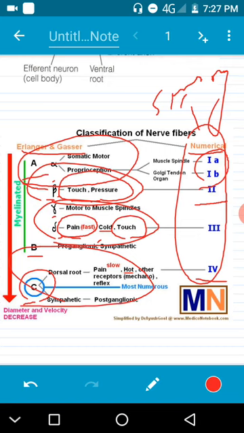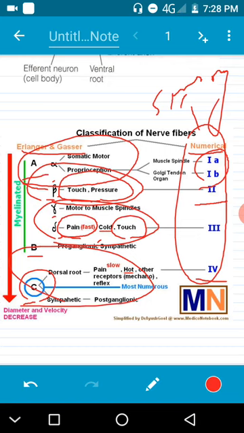A delta is for the faster pain and cold and itch, tickle and some of the primitive sensations, even the sexual functions are transmitted by A delta type of fiber. And the C fibers, which are the slowest of them all, carry the slow pain, heat and other of the primitive sensations, as I told you before.